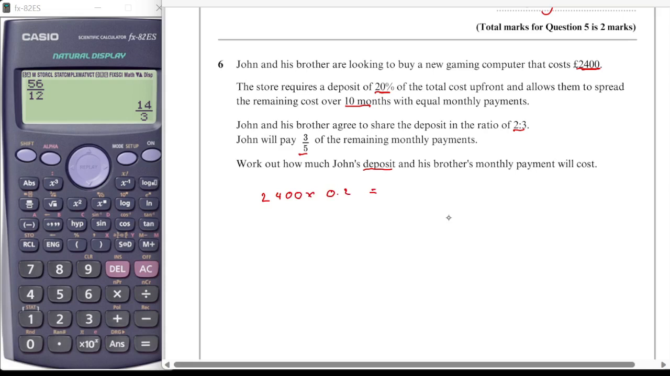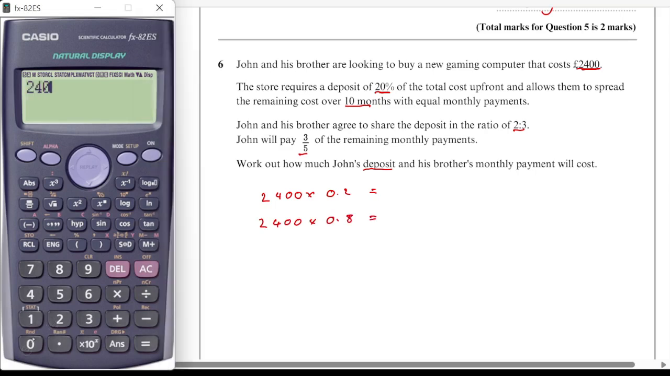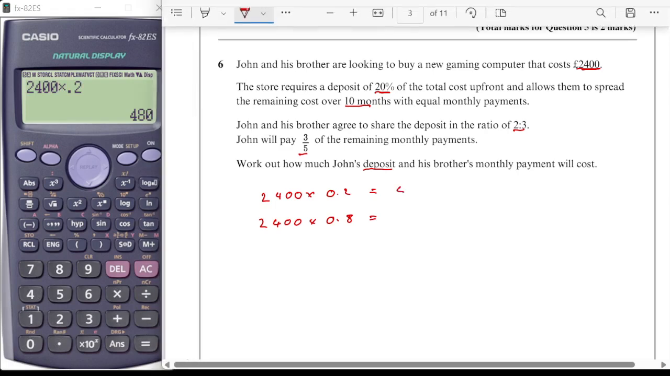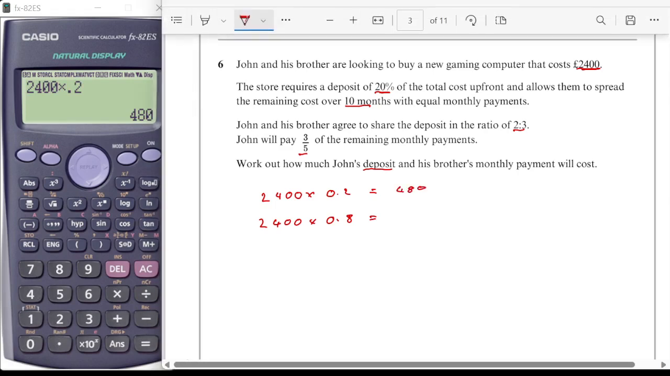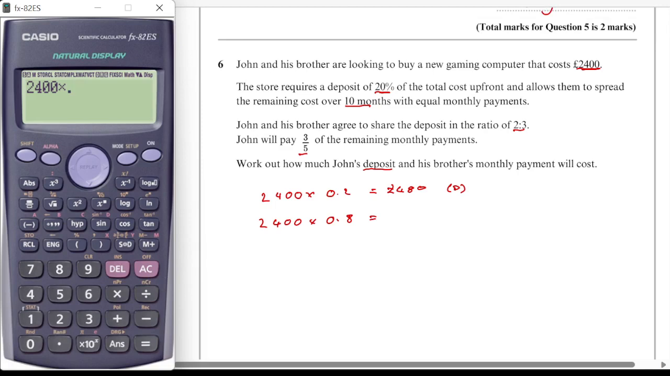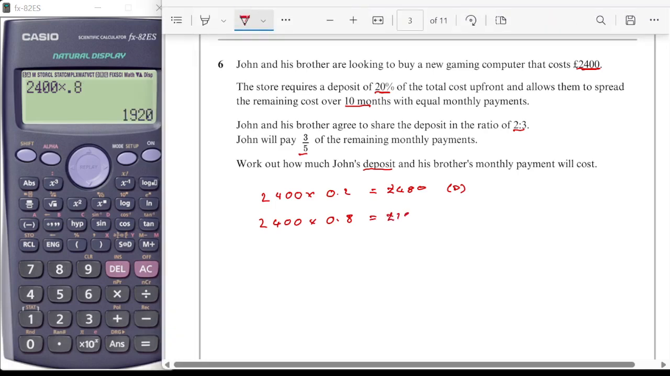I'm also at the same time going to work out what 80% would be, because that would be the remaining balance, by doing times by 0.8, just because it's a very similar calculation on my calculator, so I can save myself a little bit of time. So that's going to be the deposit. And then just use my replay, change it to 8, and that's going to be my remaining balance. So 1,920, which is the remaining.